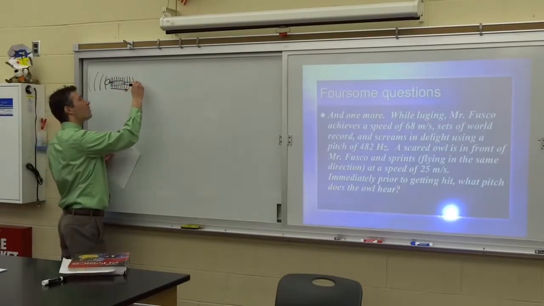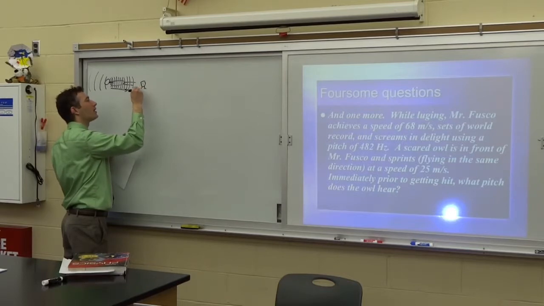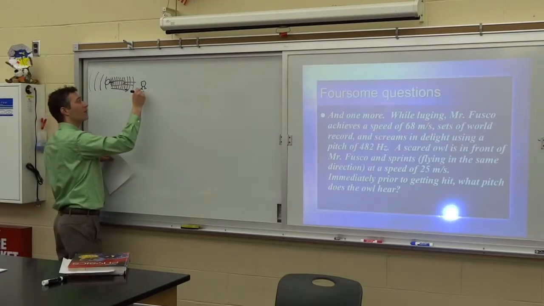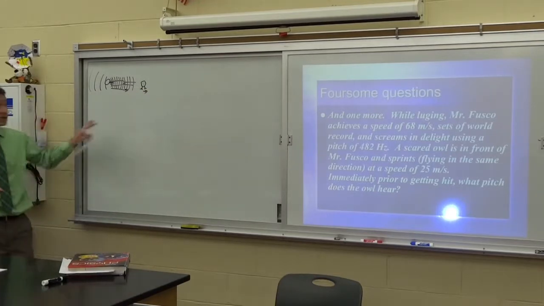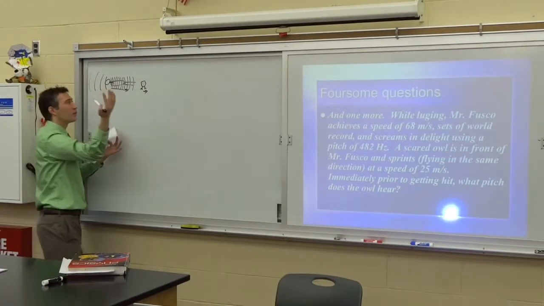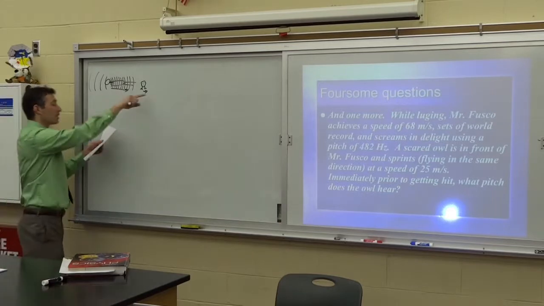And then we have this owl over here that was, I don't know, trying to get some dinner or something, and hears or sees Mr. Fusco coming, so tries to fly out of the way. But no, he doesn't want to get hit, so he doesn't fly towards Mr. Fusco, he flies away. Maybe if he was smart, he would have flown perpendicular, but he wasn't smart. So moving in the same direction.